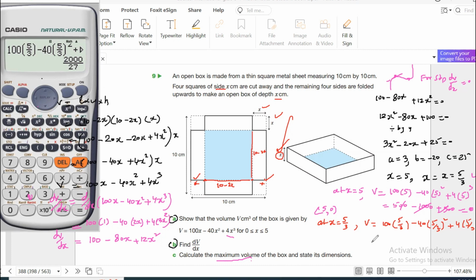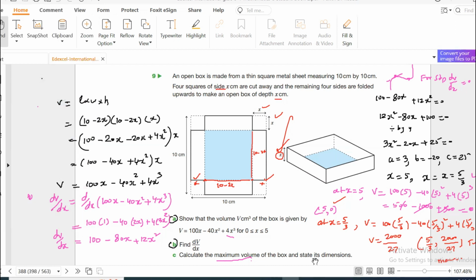So V equals 2000 over 27, and remember this is the maximum. Of course the previous one is 0, so this is bigger than 0, so this is our maximum value. When x is 5 over 3, we are getting volume 2000 divided by 27. So this is the required turning point as well as the maximum point. I hope it is clear. They want us to calculate the maximum value of the box. So this is the maximum value, 2000 over 27. That is the required maximum value.